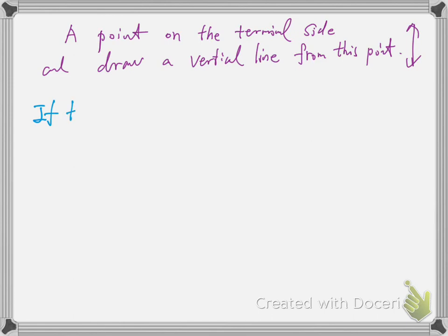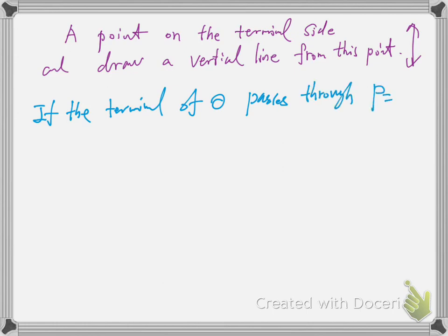So if the terminal side of theta passes through the point P, which is (-3, 4). Okay, so there's a point on the terminal side, right?